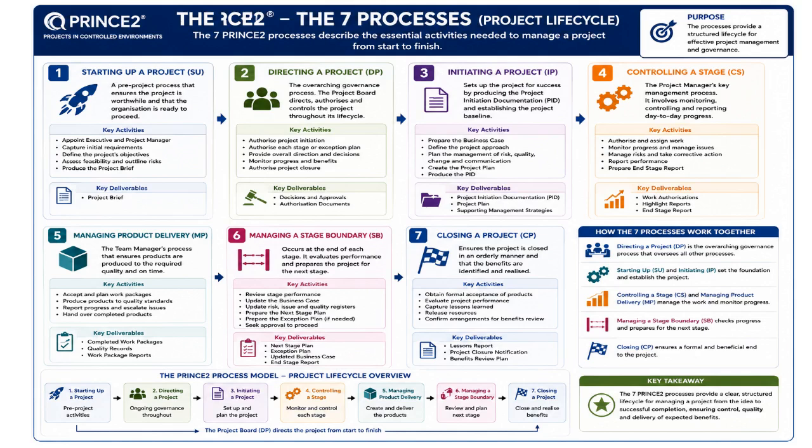On the right-hand side of the slide, the section titled "The 7 Processes Work Together" demonstrates how the processes interact as an integrated lifecycle. Directing a project operates continuously across the entire project, providing governance oversight. Starting up a project and initiating a project establish the foundation and management baseline.